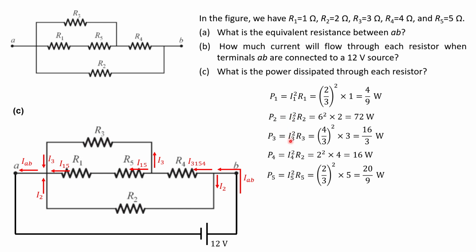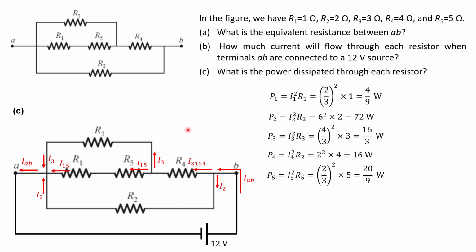Power dissipated through resistors 2, 3, and 4 can be found in a similar fashion because we already calculated the values of the currents going through each of the resistors, right? And we know the value of each of the resistances. So these are the values for the power for all of the 5 resistors. So we are done with the question, but let's take a minute and discuss how these individual powers relate to the power dissipated through the entire network.